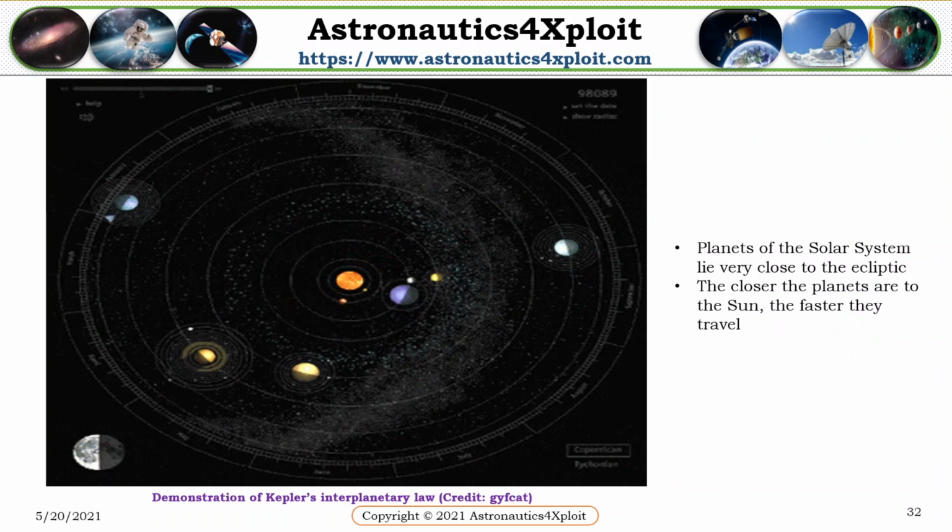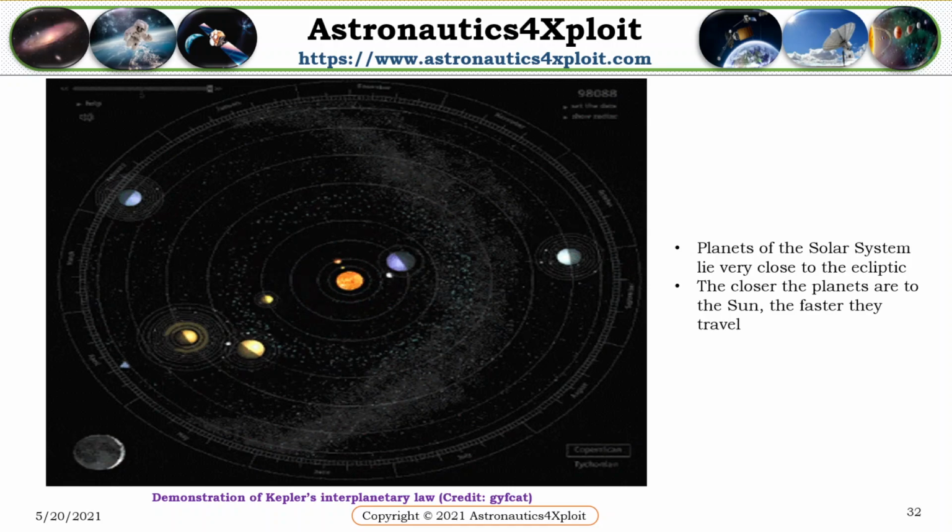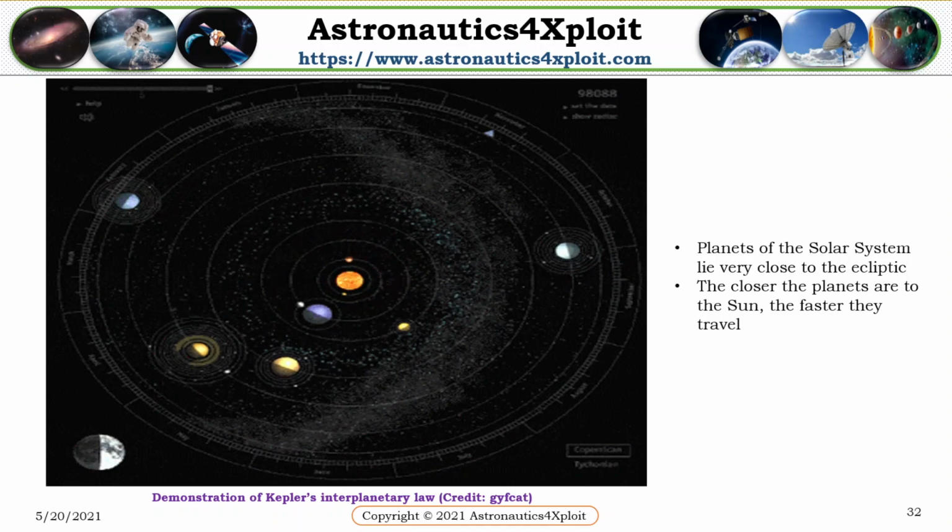This picture shows planets of the solar system. The closer the planets are to the Sun, the faster they travel.